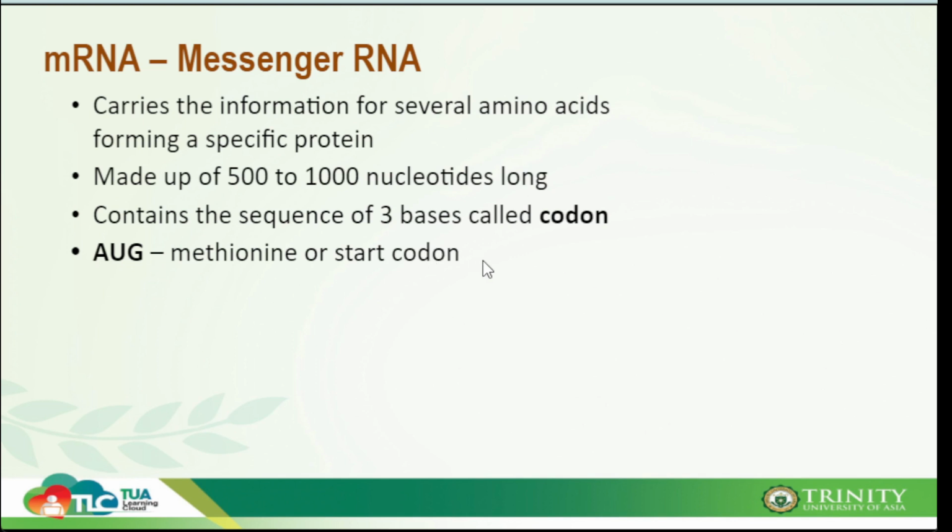And then, yung end ng mRNA natin will either be a UAA, UAG, or UGA. Or simply, uwa, wag, uga, which are your stop codons. So, yan yung last codon that you will see in an mRNA.